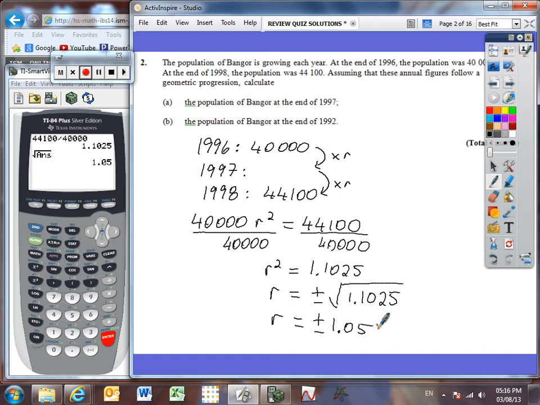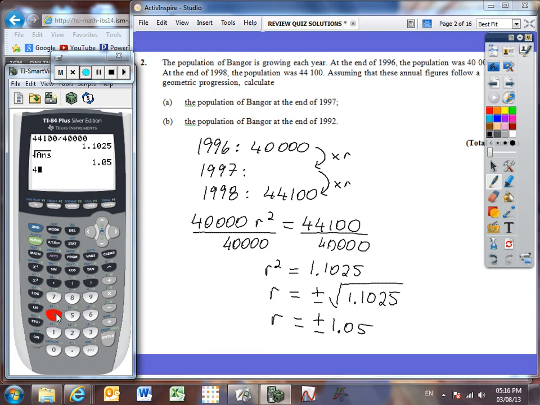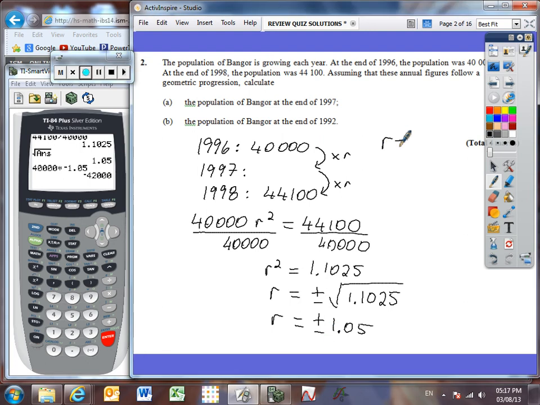Now hang on though. How could r be equal to a negative value? If r was negative, then I'd be multiplying 40,000 by a negative 1.05, and 40,000 times a negative 1.05 gives me a population of negative 42,000. Well, that's of course impossible to have a negative population. So it turns out that we can throw out this negative answer of r just because in this particular problem it doesn't make sense in context. And so by throwing out the negative, we could say therefore r is equal to only positive 1.05.